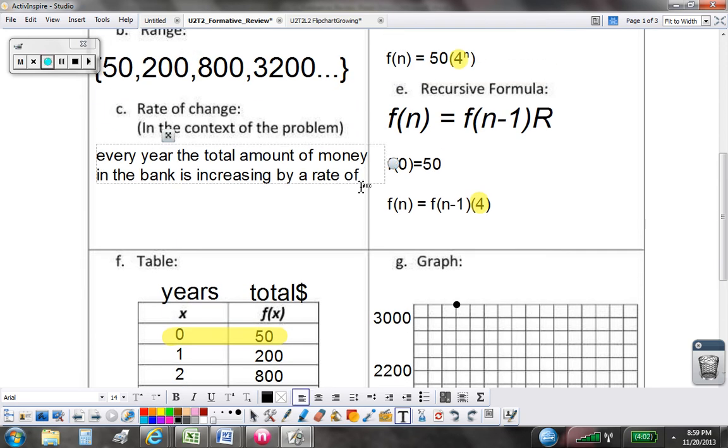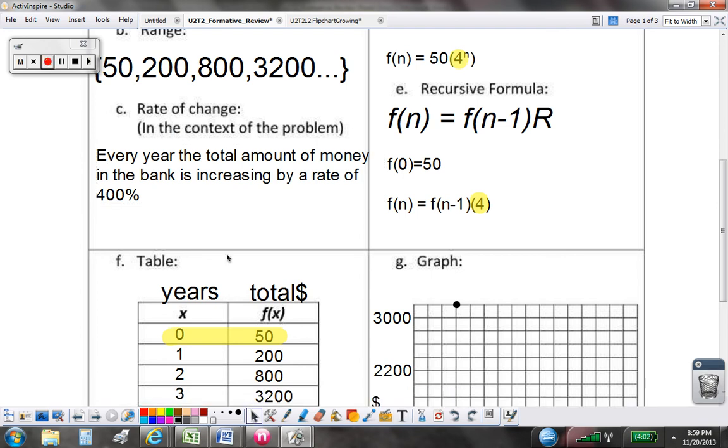Now I'm trying to think here. I guess I could use a percentage here. Okay, percentage wise, times 4 would be a rate of 400%. Every year, the amount of money in the bank is increasing by a rate of 400%.